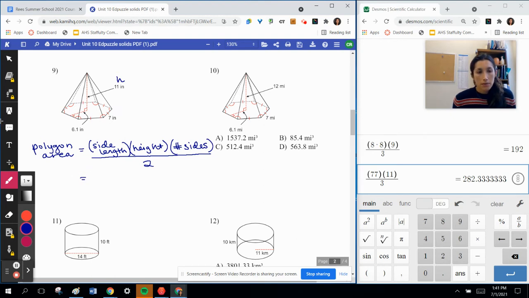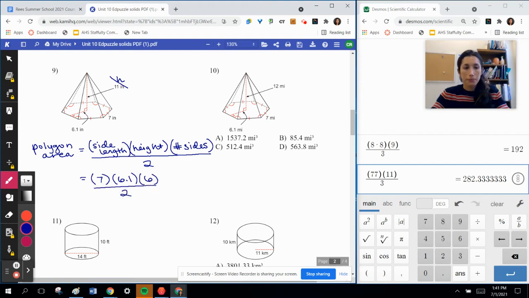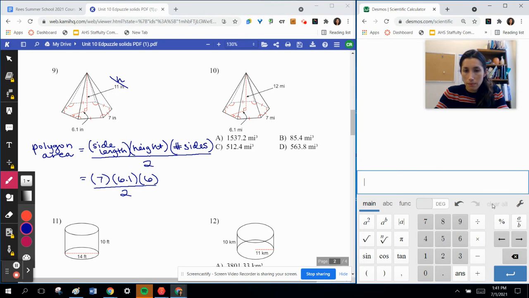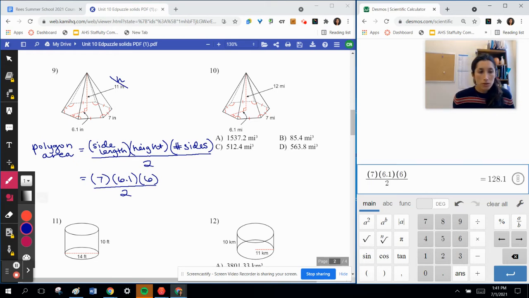So our side length of the polygon is going to be 7. The height of the polygon at the bottom, it's the height of the base, which is kind of confusing. It's not 11. It's this piece right here, the apothem. We'll say it's 6.1. This has 6 sides. We'll divide that by 2. So we'll multiply 7 with 6.1 times 6, all divided by 2. So our area for just that bottom piece is 128.1.